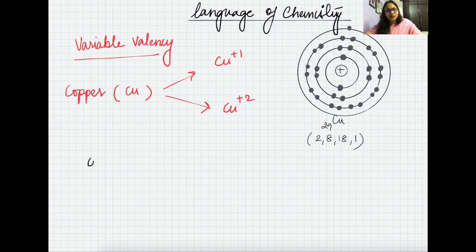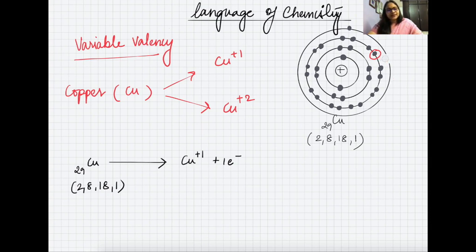So after filling up all the electrons in the respective shells, in order to show the formation of the copper ion, the Cu+1 ion, I am going to write down the symbol and the electronic configuration. The outermost shell consists of one electron. So that electron can be donated by copper to become stable, and it forms the Cu+1 ion in the process.